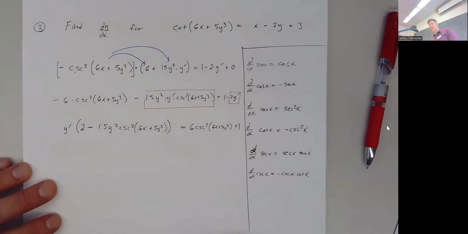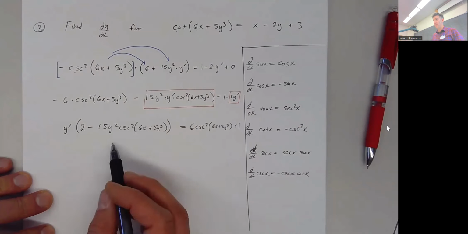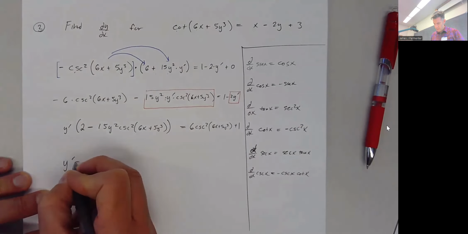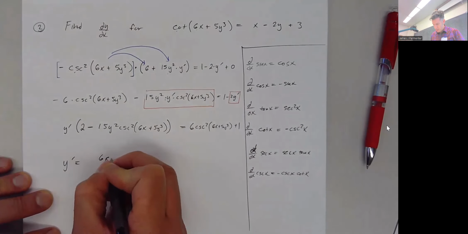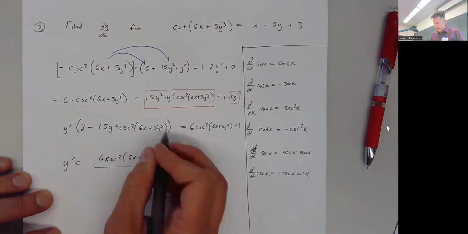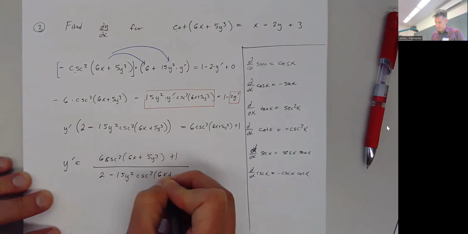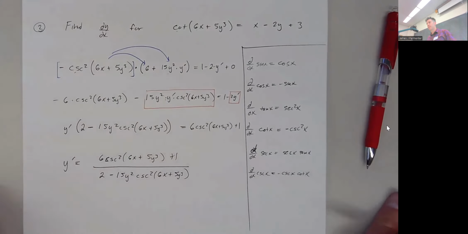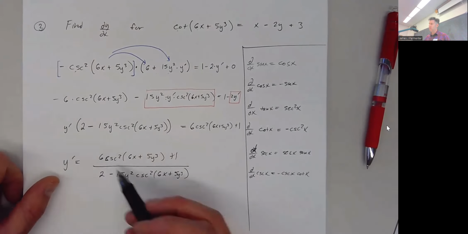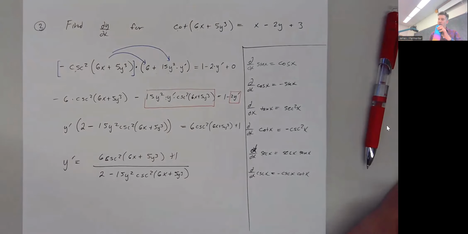And then the final step, whenever you're doing this kind of implicit differentiation question, is to divide both sides by whatever is multiplying by y prime here. So y prime equals 6 cosecant squared of 6x plus 5y cubed plus 1 over all of that: 2 minus 15 times y squared times cosecant squared of 6x plus 5y cubed. No, nothing cancels. This is as simple as it gets. Those cosecant squareds, we cannot cancel them, because that's how the math works.